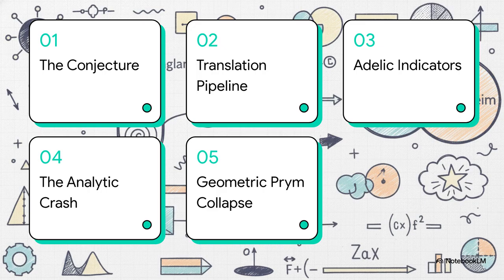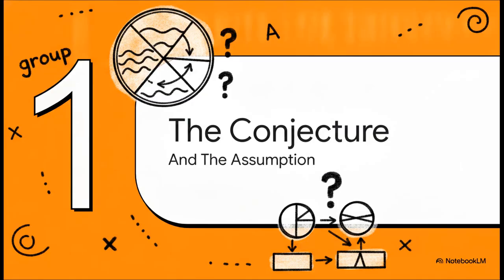First, the conjecture and assumption. Second, the translation pipeline. Third, constructing Adelic indicators. Fourth, the analytic engine crashes. And fifth, the geometric prime collapse. All right, starting with part 1, the conjecture and assumption.